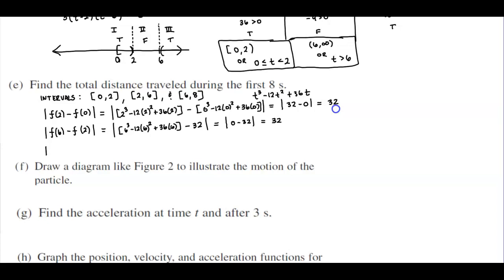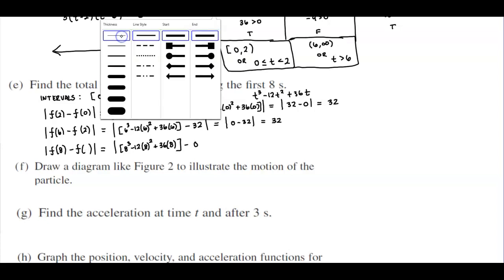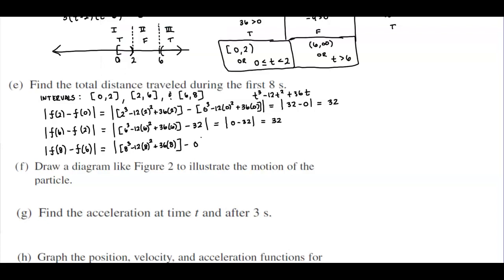And then we want to find the distance from f of 8 minus f of 6. So we have 8 cubed minus 12 times 8 squared plus 36 times 8. And then we're subtracting 0 because that should be f of 6 here. Let me correct that. That should be f of 6. So that gives us 0. So therefore, if we plug in 8 into that function, we end up getting 32 minus 0. And the absolute value of 32 is going to give us 32.